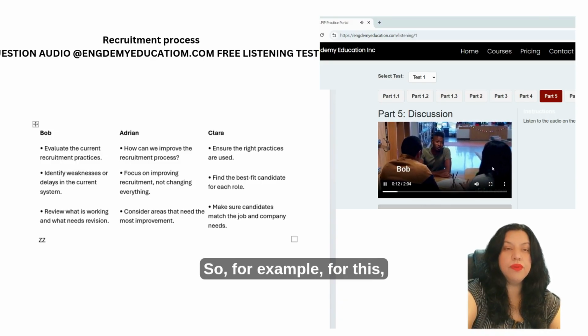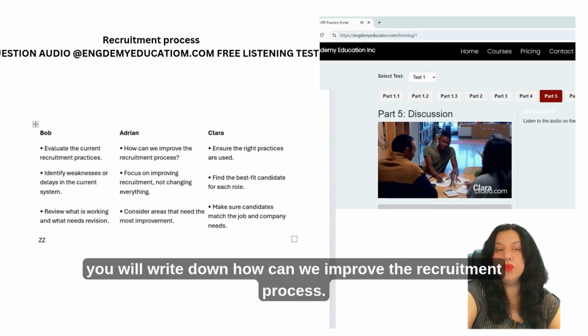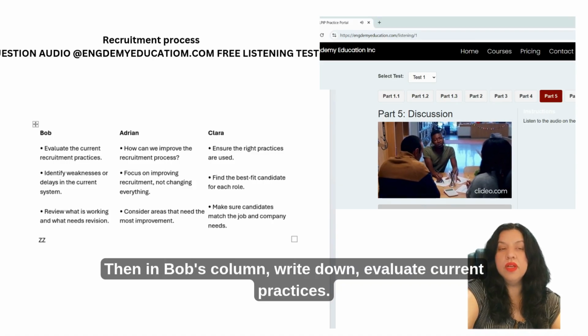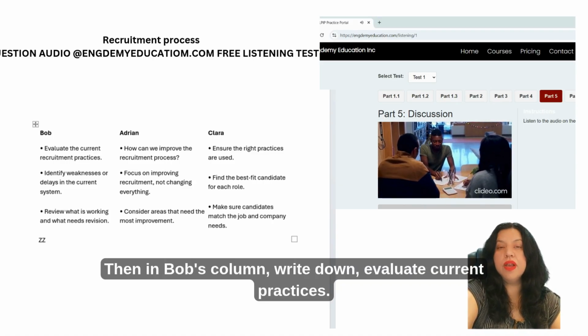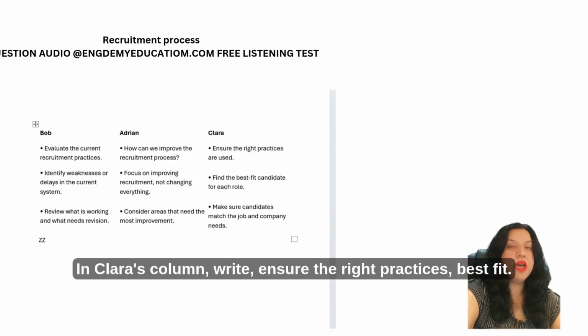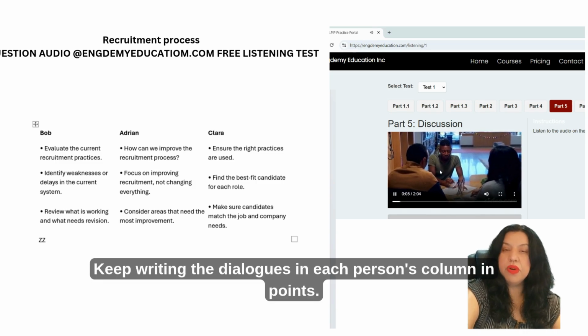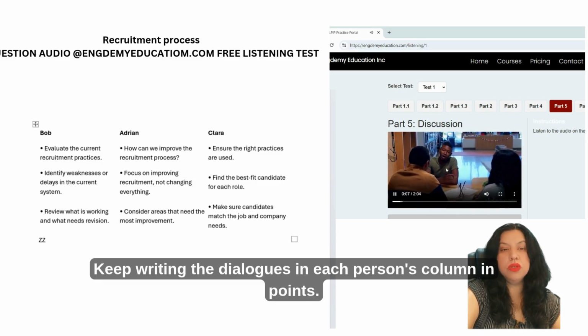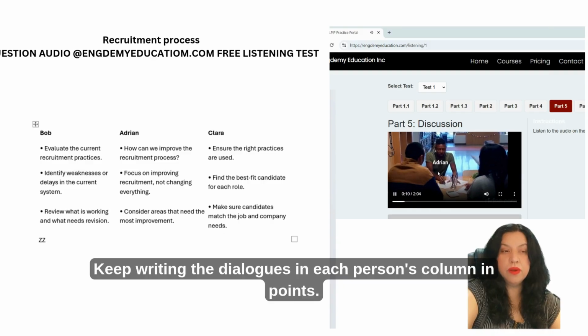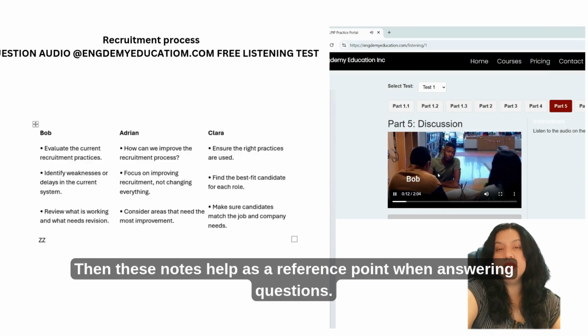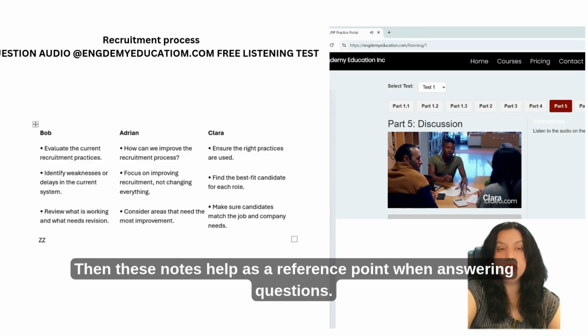So, for example, for this, you will write down how can we improve the recruitment process. Then, in Bob's column, write down evaluate current practices. In Clara's column, write ensure the right practices, best fit. So, these words will help you in answering the question. Keep writing the dialogues in each person's column in points. Then these notes help as a reference point when answering questions.